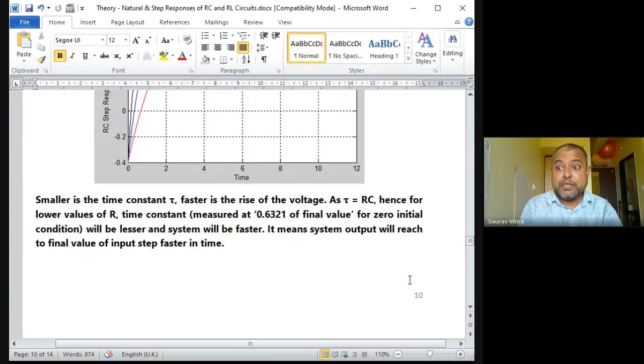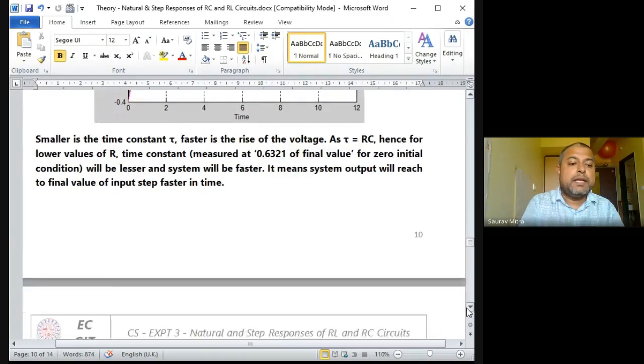In case of step response, step response means the step voltage is like this and it stays at 1. So final value of the output should reach that 1 value. So steady state is at 1 or whatever. If you are giving 5 volt, steady state is at 5 volt in case of step response. But in case of natural response, the final value was 0.